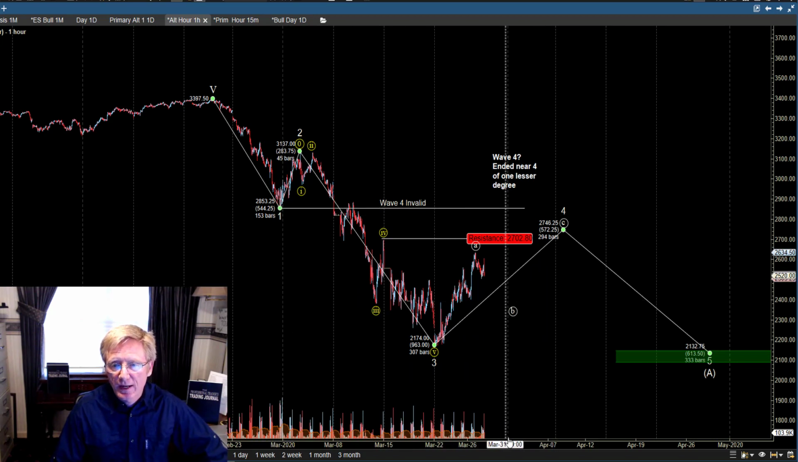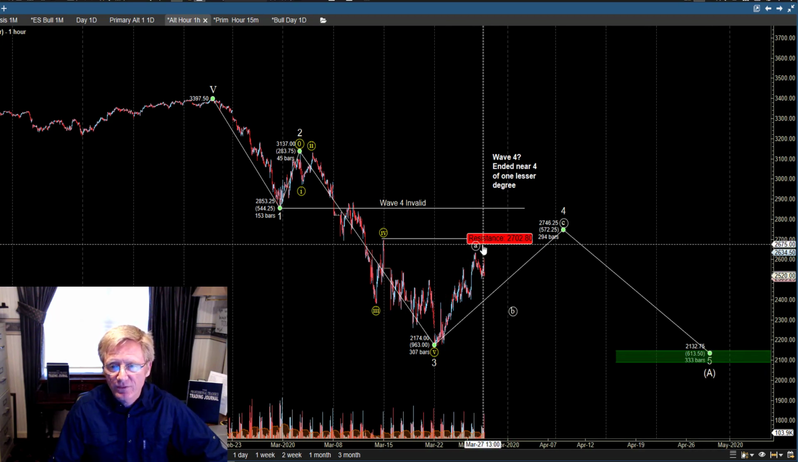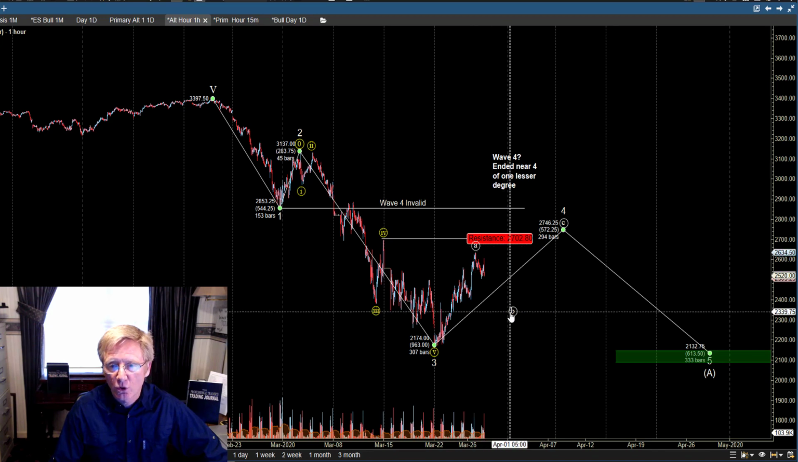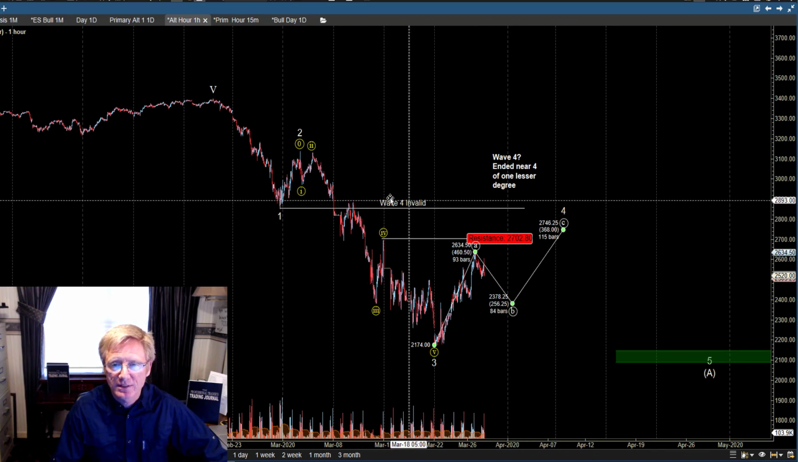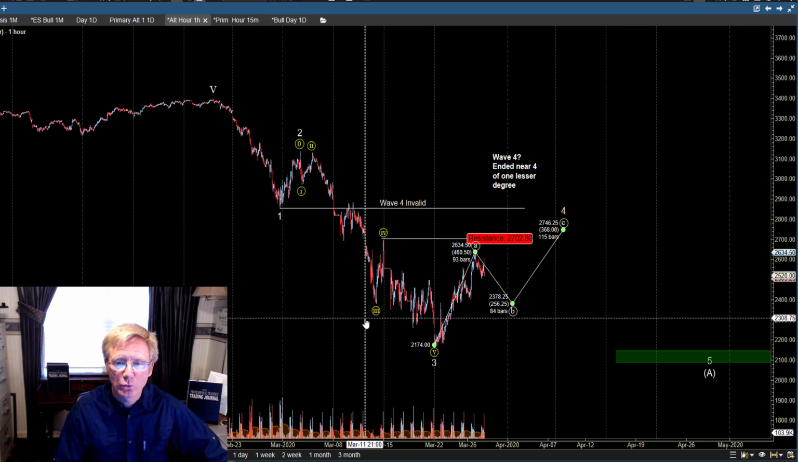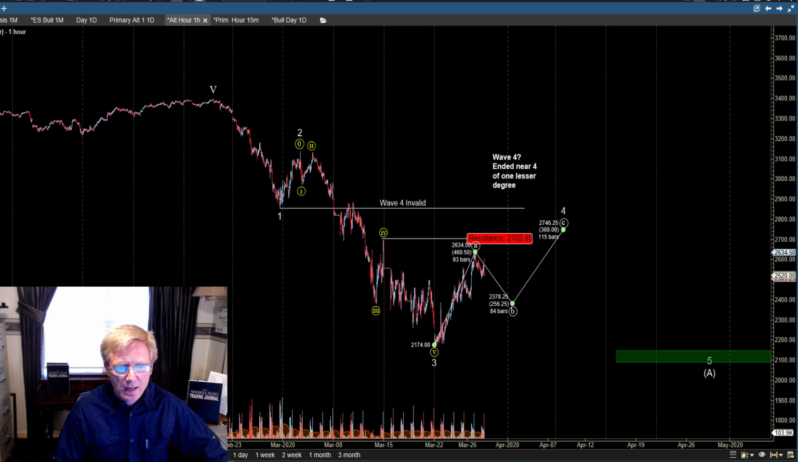So either way, I still think a wave 5 is coming. Whether the 4th wave is finished here or it's going to be an ABC and it finishes up here, I do not want to see it get within this wave 1. Otherwise, wave 4 is invalid.